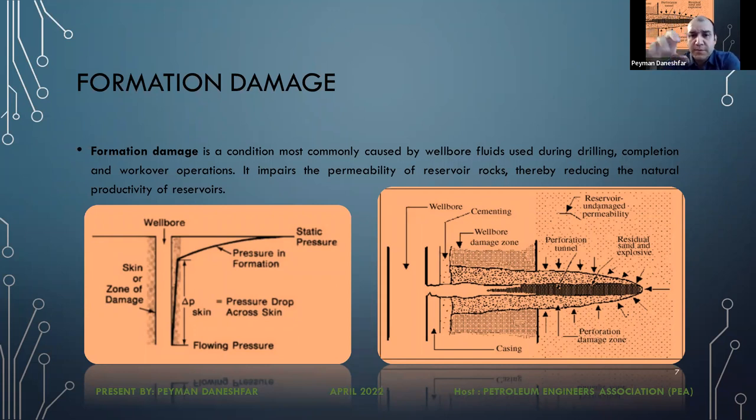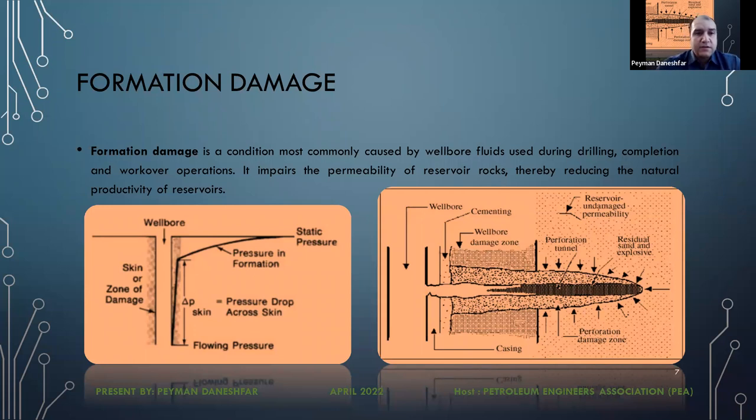Now, what is formation damage in a book? It's a condition most commonly caused by wellbore fluid used during the completion or workover operations and impairs the permeability of reservoir rocks, therefore reducing the natural productivity of reservoirs. Formation damage always affects a well, and you can sense it whenever your production rate decreases, your oil production decreases, and the water production increases. Here are some types of formation damage that may occur in a well.